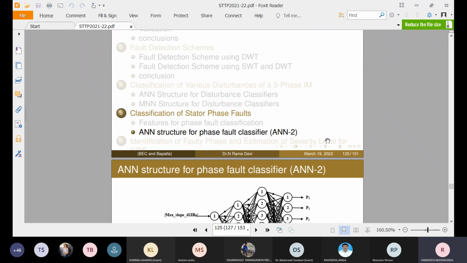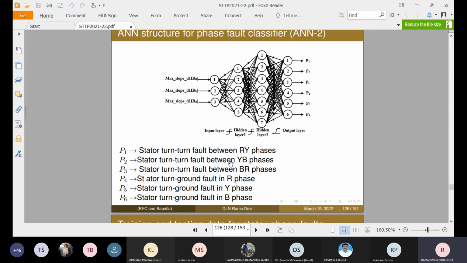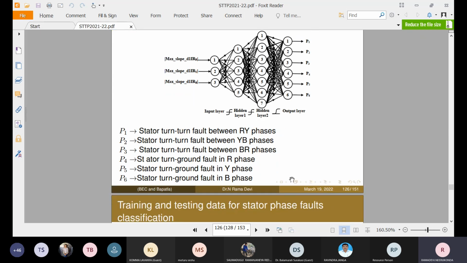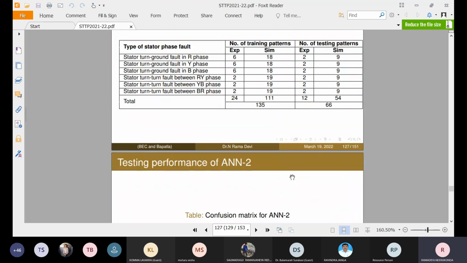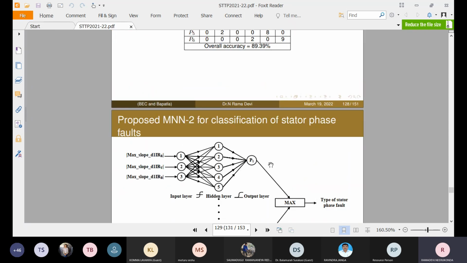So ANN2 has this structure. It's also a two-layered feed-forward neural network. The inputs given to this structure are the absolute values of maximum slope values of detail level coefficients of the R, Y, and B phases. The classifier outputs are the phase faults RY, YB, BR, RG, YG, and BG. So these are the training patterns and testing patterns. This is the accuracy of ANN2.